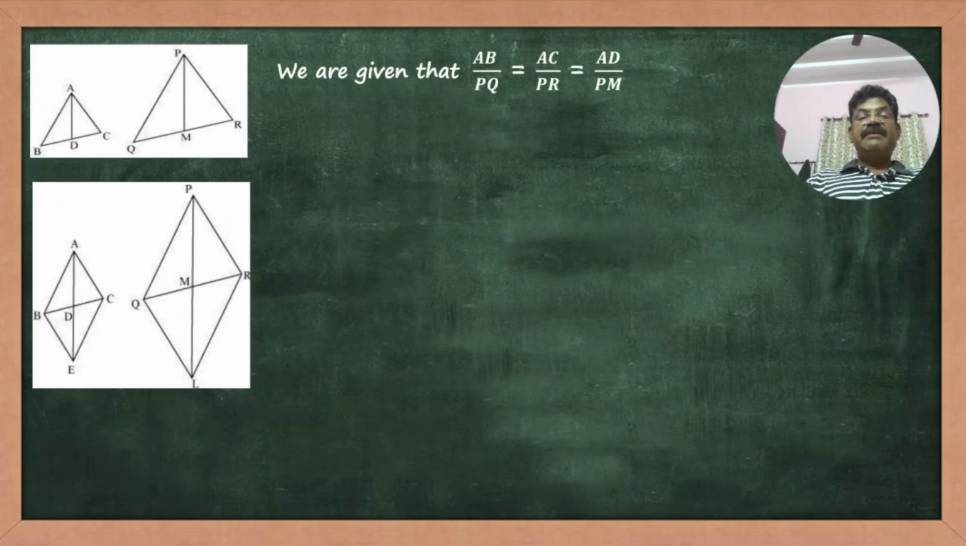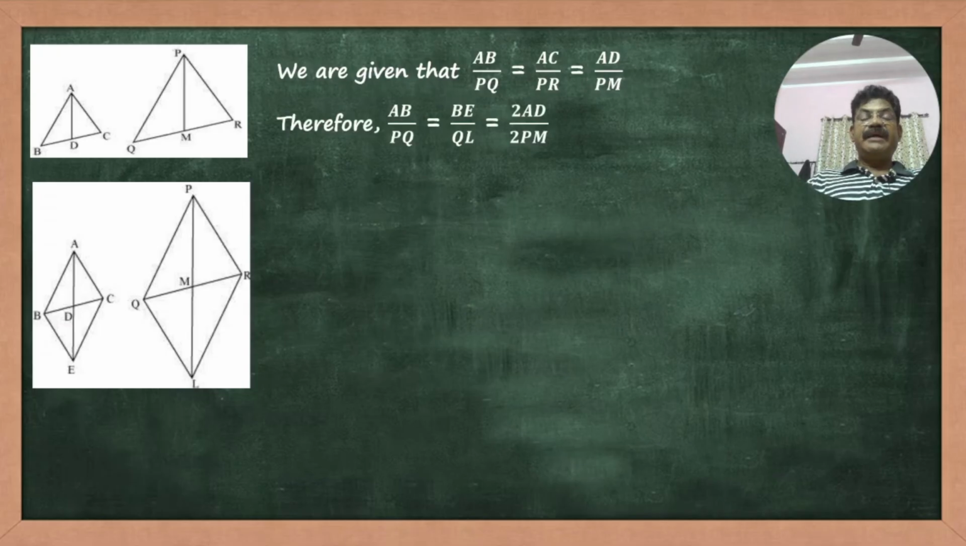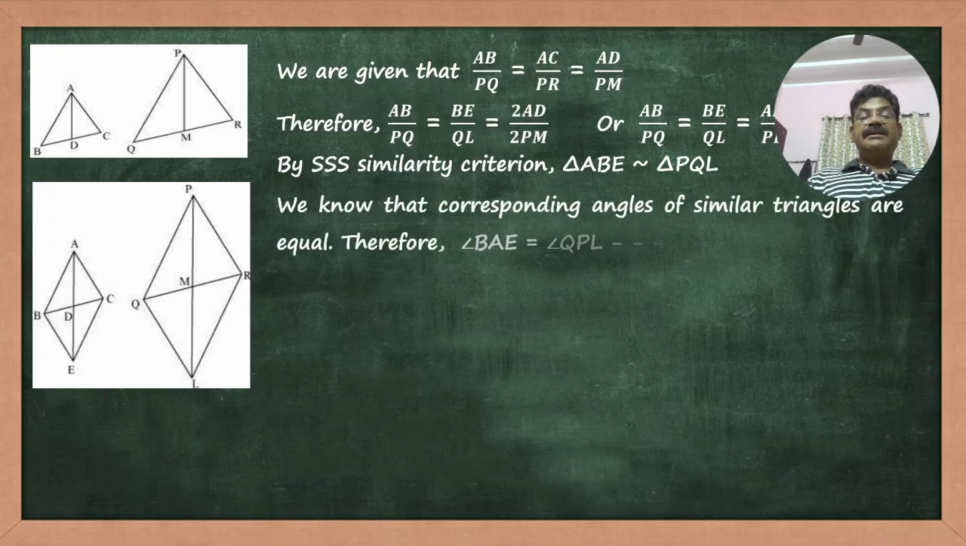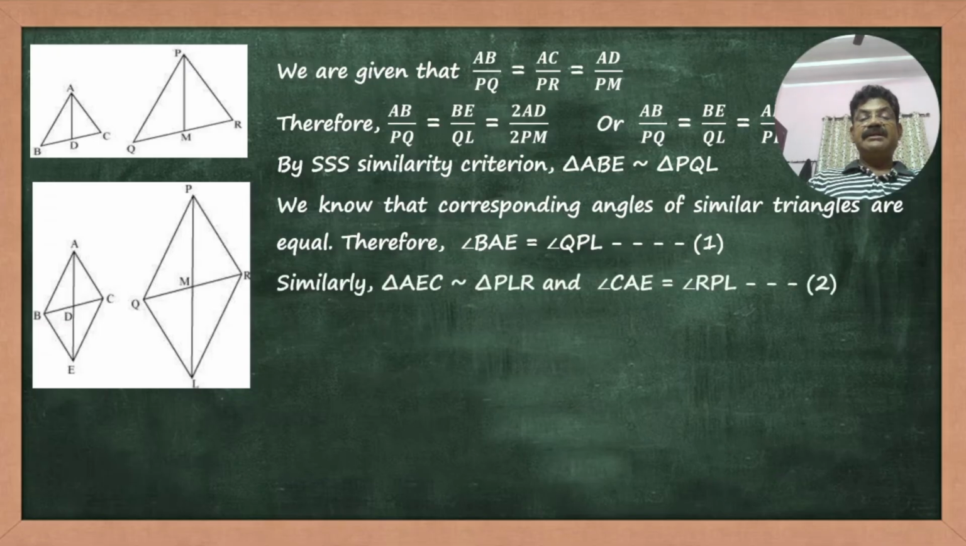We are given that AB divided by PQ is equal to AC divided by PR is equal to AD divided by PM. Therefore, AB by PQ is equal to BE divided by QL is equal to 2AD divided by 2PM. Or AB by PQ is equal to BE by QL equal to AE by PL. By SSS similarity criterion, triangle ABE is similar to triangle PQL. We know that corresponding angles of similar triangles are equal. Therefore, angle BAE is equal to angle QPL. Similarly, triangle AEC is similar to triangle PLR and angle CAE is equal to angle RPL.